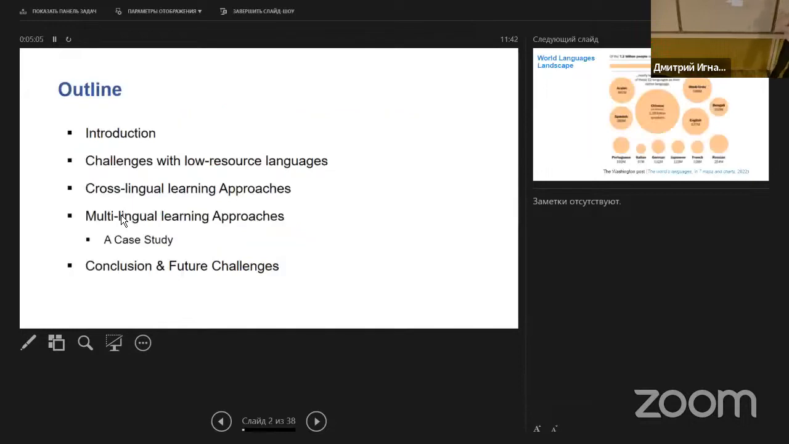Okay, that is the outline of my talk. First of all, I will introduce the domain. Then I will describe in detail the challenges with low resource languages, and then cross-lingual approaches. How many types of cross-lingual approaches are available? Then multilingual learning approaches, and then I will describe the design of a case study based on the multilingual paradigm. And then at the end, I will conclude my talk and discuss the future prospects in this domain.